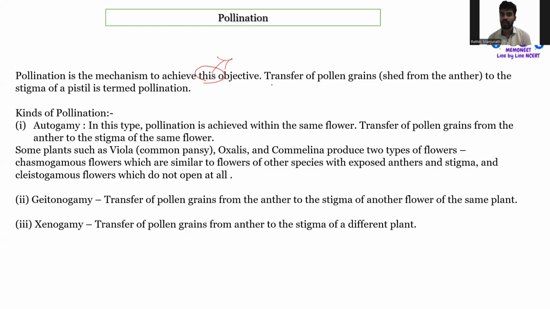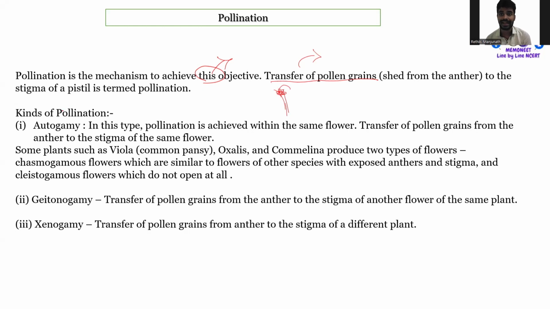One thing is the transfer of the pollen grains. The pollen grains are shed from the anther. Where exactly are these pollen grains supposed to be transferred? Transferred to the stigma of the pistil. You know the pistil, right? That is the female part, obviously. So the pollen grains from the anther should transfer to the stigma. That is how pollination happens.